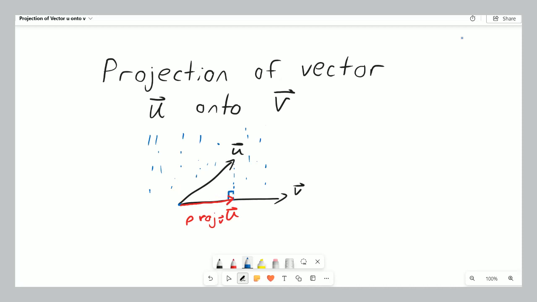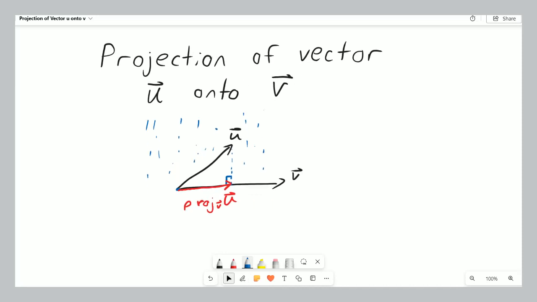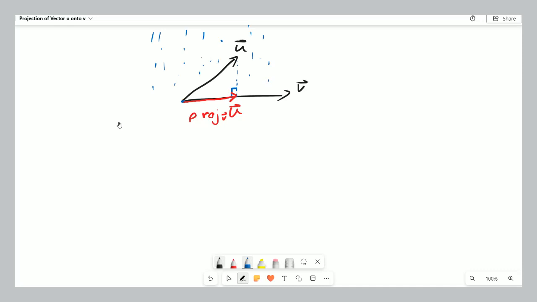So, how do we calculate this? Well, we have a triangle. If this is vector v, and this is vector u, and this is that perpendicular line, we want to know what the magnitude of that side is, and then we want a vector that points in the same direction as vector v, but its magnitude is this side of the triangle. Well, we can find that out using trigonometry.